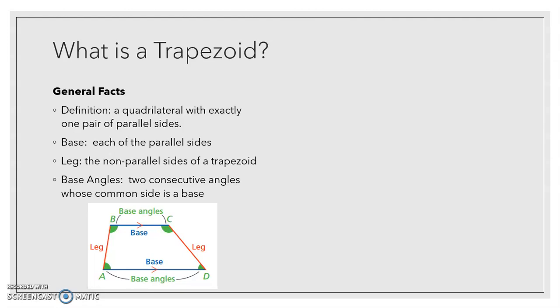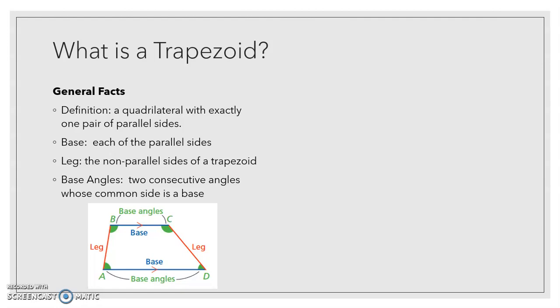Hello everyone, and welcome back to part 2 of lesson 6.6, Properties and Attributes of Kites and Trapezoids. In this video, we're focusing on trapezoids. So let's review what a trapezoid is first, and look at some basic terms having to do with trapezoids.